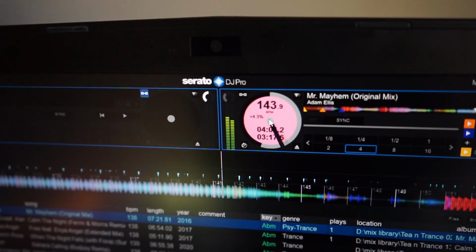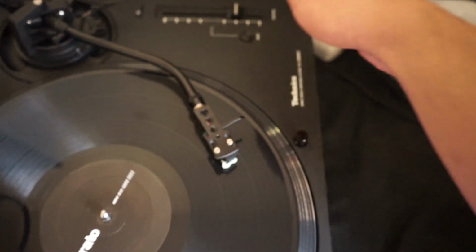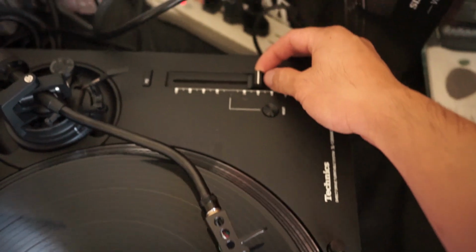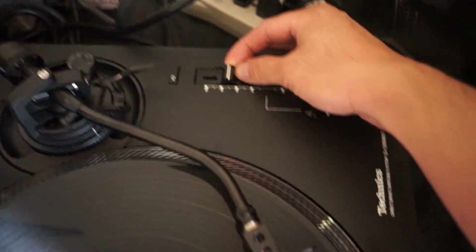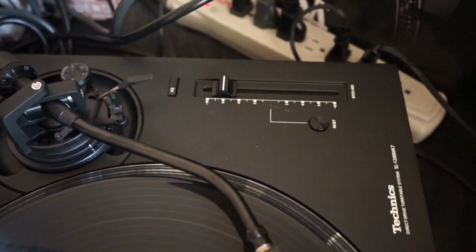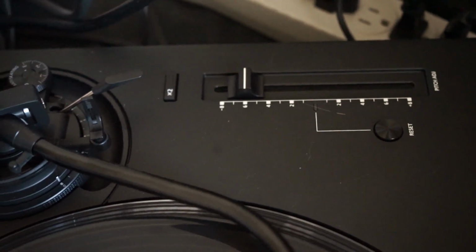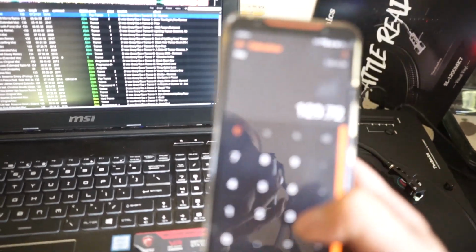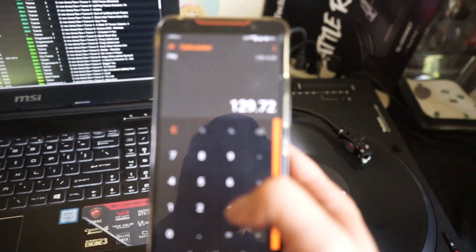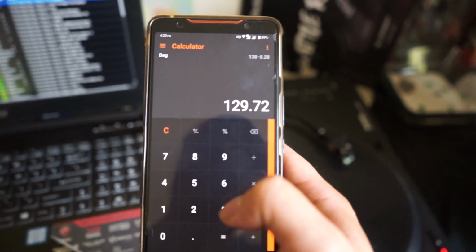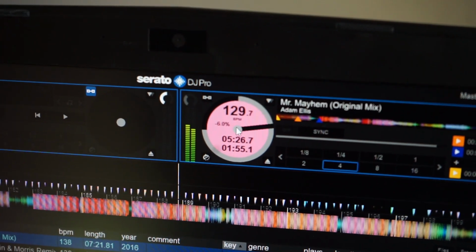Now let's go ahead and test out minus, just picking a random number, minus 6. Minus 6%, so it's about there. Minus 6%, and that is 129.72. And we go over here. Okay, that's about where it should be.